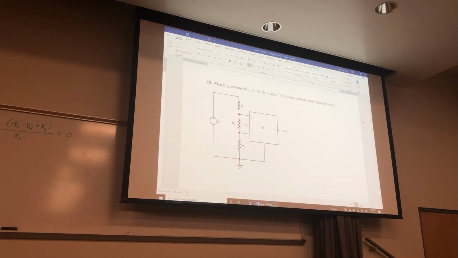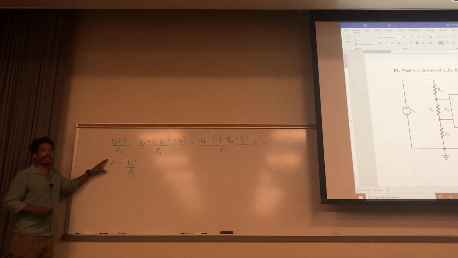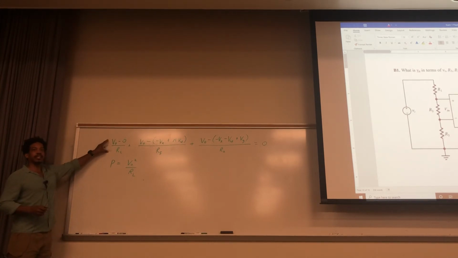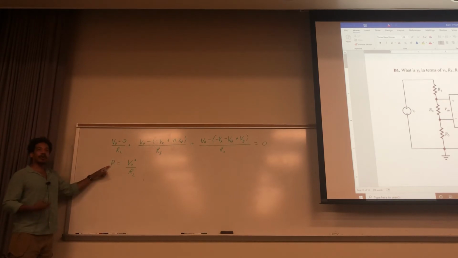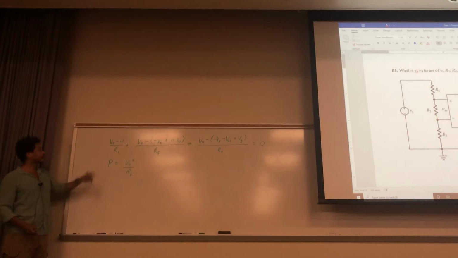Do you guys have any questions on this one? Oh, well, you have to solve for power. So this equation solves for VO, because the only unknown in this equation is VO. And then that gets plugged into that, and that's power. So two equations, two unknowns. That's all you need.